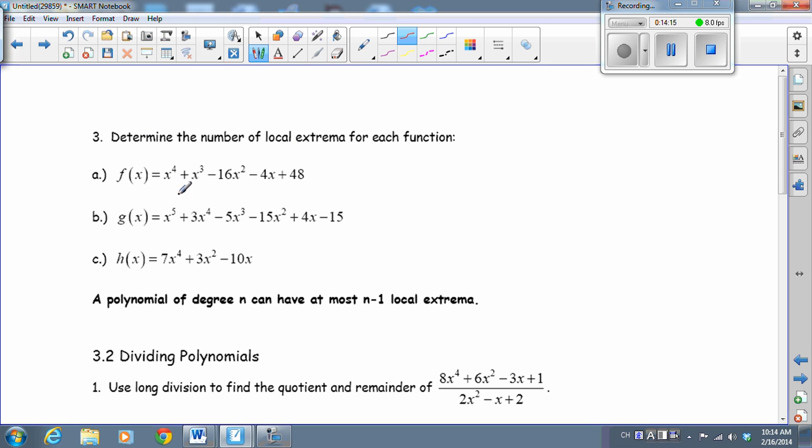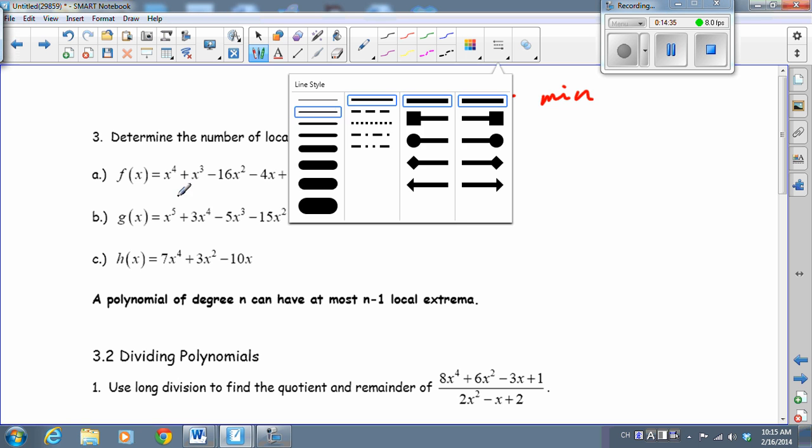Alright, for 3 now, determine the number of local extrema for each function. What do we mean by extrema? We're talking about max or min. Extrema is just a max or min. Or I should say and min. Those are your extrema. Alright, let's look at the first one.